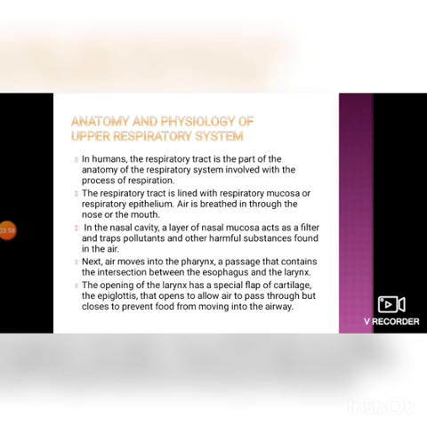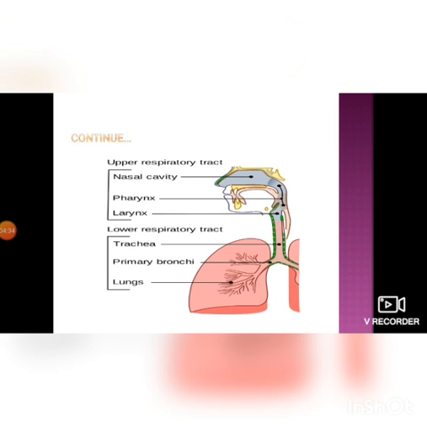The opening of the larynx has a special flap of cartilage, the epiglottis. Flap means a piece of material covering an opening. It opens to allow air to pass through but closes to prevent food from moving into the airway. The diagram is shown below.